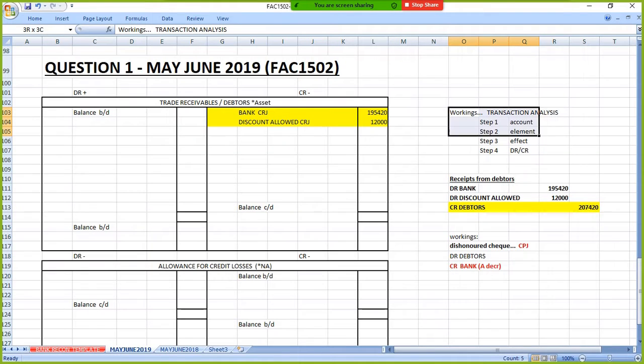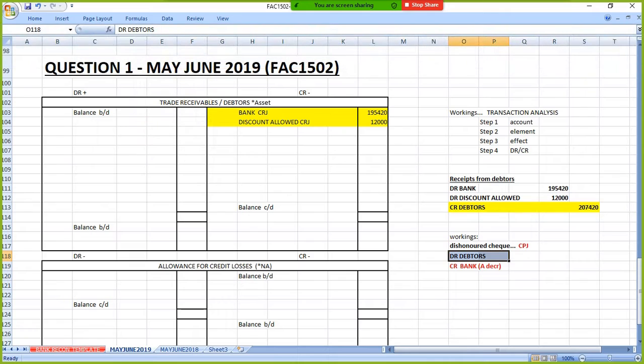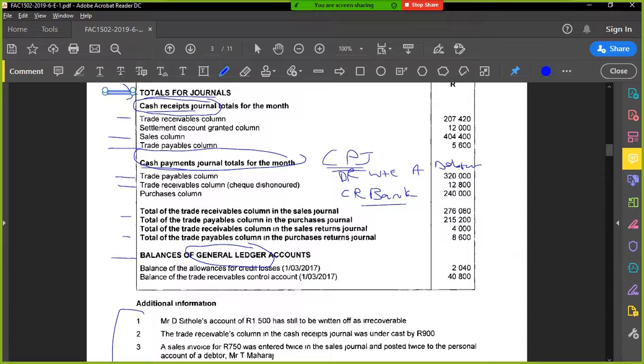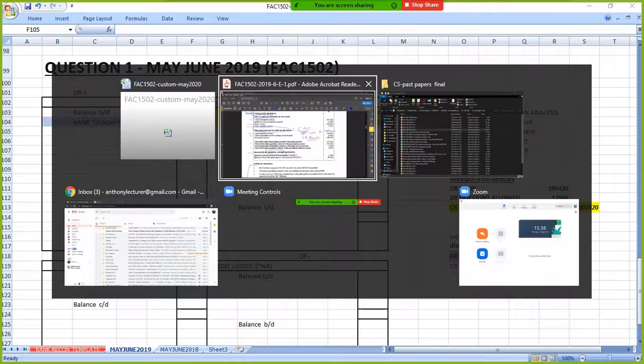It comes back to this: workings. So what am I going to do to my debtors? The working is the answer. Debit debtors. Bank, asterisk, check RD. How much? Go look at the question. 12,800. That's a big number.